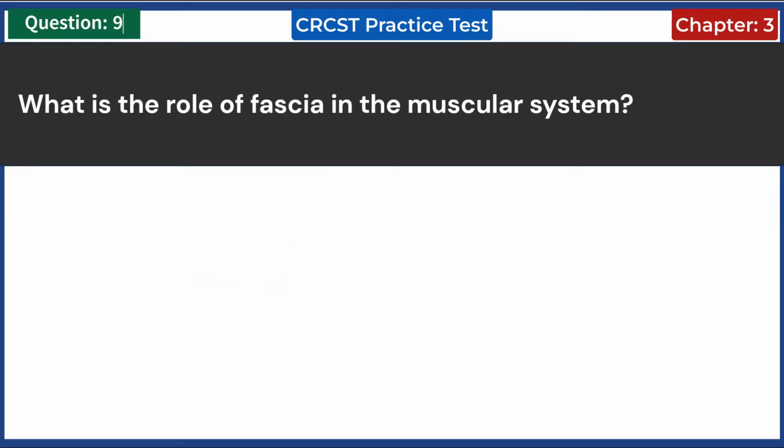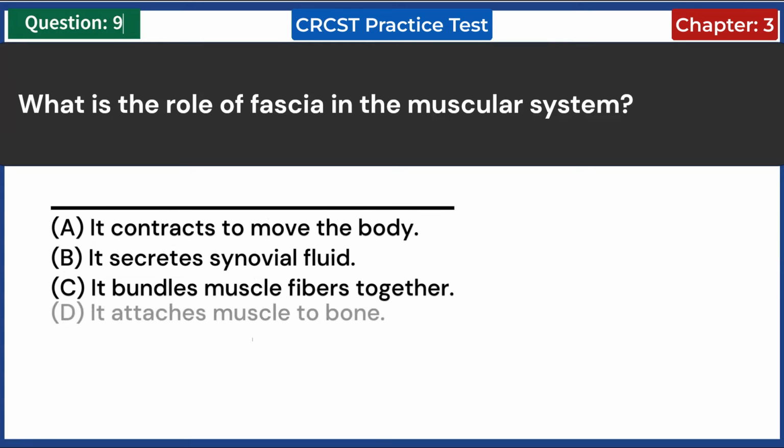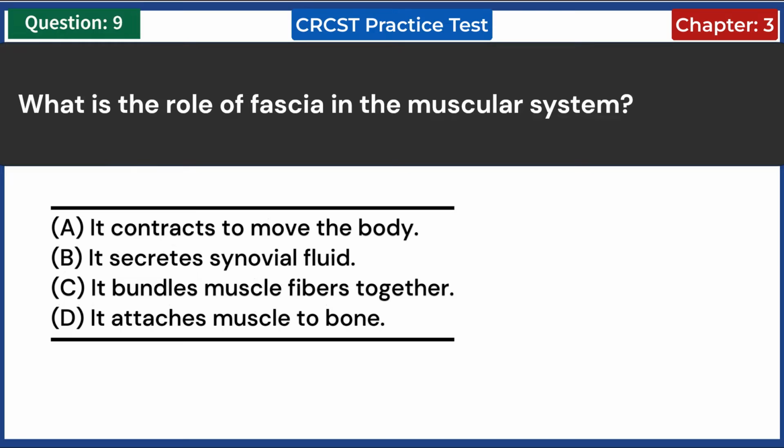What is the role of fascia in the muscular system? A. It contracts to move the body. B. It secretes synovial fluid. C. It bundles muscle fibers together. D. It attaches muscle to bone. Answer: C. It bundles muscle fibers together.